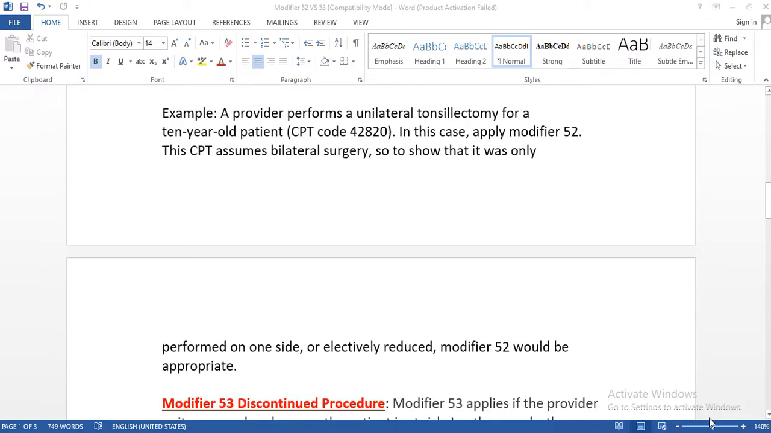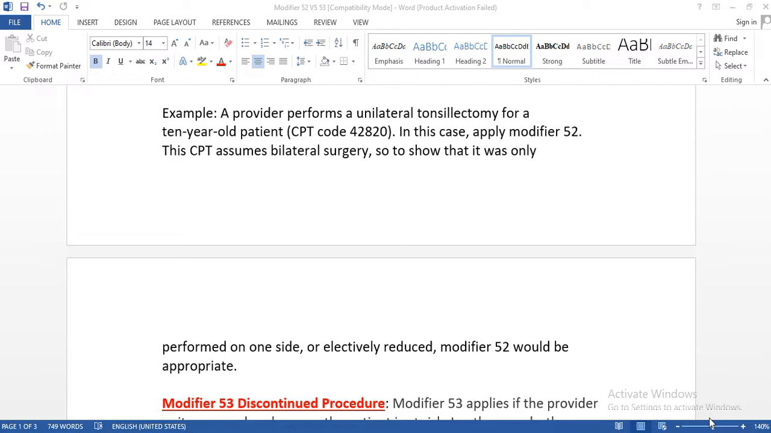Here we have one more example. A provider performs a unilateral tonsillectomy for a 10-year-old patient. The tonsillectomy code is 42820. In this case, apply modifier 52. This CPT assumes bilateral surgery, so to show that it was only performed on one side or electively reduced, modifier 52 would be appropriate. Basically, 42820 is a bilateral procedure. So if the physician performs only the left or right side, we need to add the 52 modifier to inform that the physician has performed it on only one side.